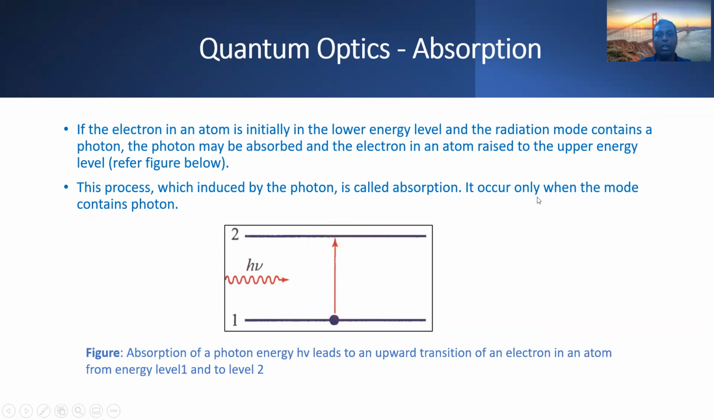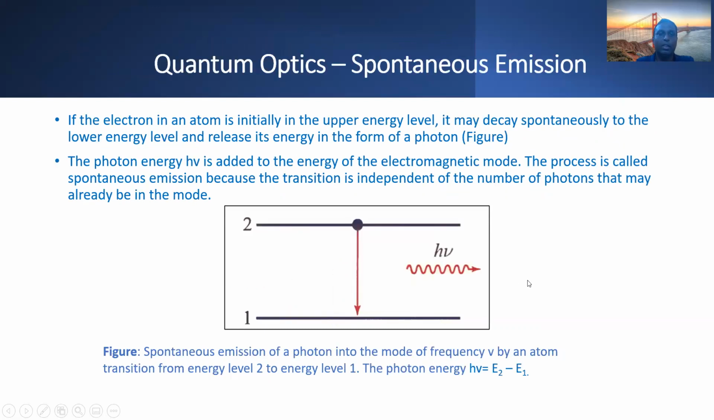Okay, it can only occur when the mode contains a photon. Referring to this figure, absorption of photon energy hν leads to an upward transition of an electron in an atom from energy level 1 to energy level 2.